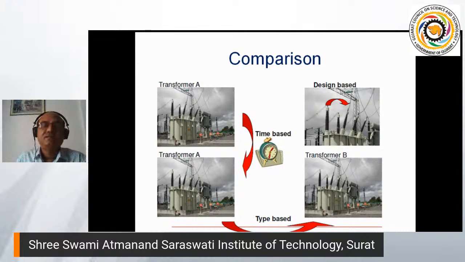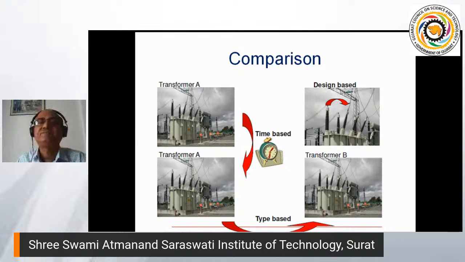Type based is done. In this, transformer A and transformer B are of the same design, same manufacturer, same rating, and everything is the same, but two different transformers. So these two can be compared. If you know transformer A is healthy, and transformer B's response is not the same as that of transformer A, then we call transformer B not healthy. Or if both responses are the same, then it can be called healthy. The details of that comparison we will take up on the next slide.